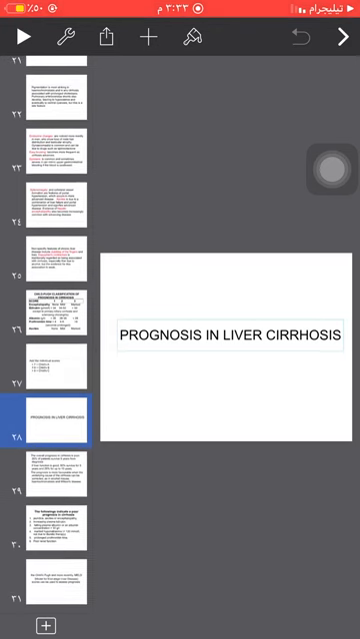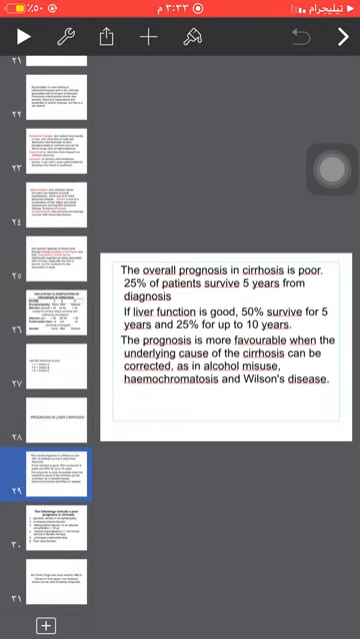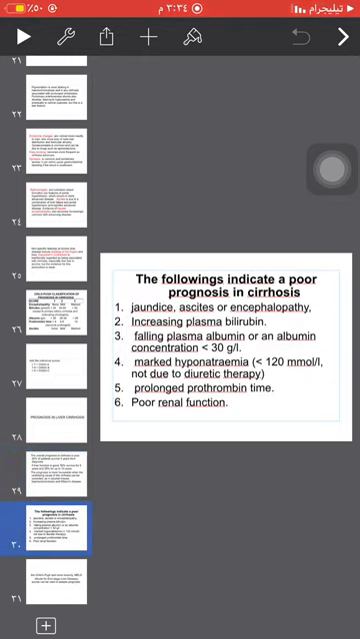زين prognosis. The overall prognosis in cirrhosis is poor. 25% of patients survive 5 years. If function of liver is good 50% survive for 5 years and 25% 10 years. The prognosis is more favorable when underlying cause of cirrhosis can be corrected, as in alcohol misuse, hemochromatosis and Wilson disease. يعني إذا نسحب السبب راح يرجع liver function normally.